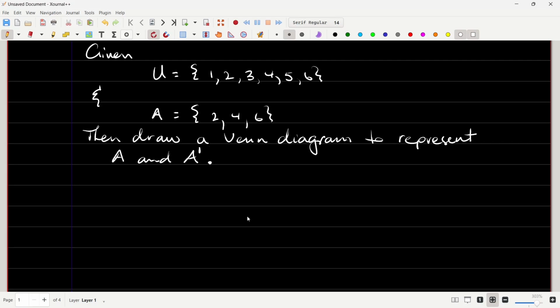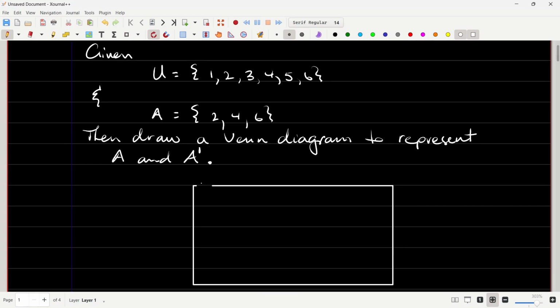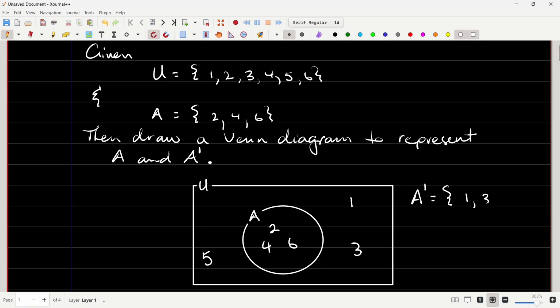First, we have to draw a rectangle representing the universal set. Next, we need to draw a circle representing the set A. Finally, we put all the elements that belong to set A inside the circle labeled A. And then we place all the other members inside the universal rectangle. Now, let's identify the elements of set A complement. Notice how easy it is to see exactly which ones belong to A complement.